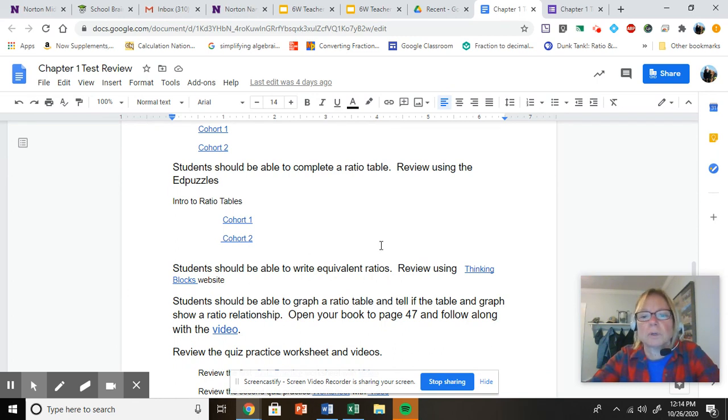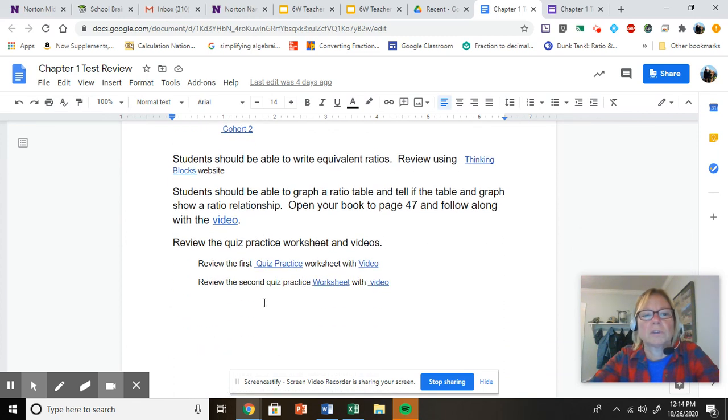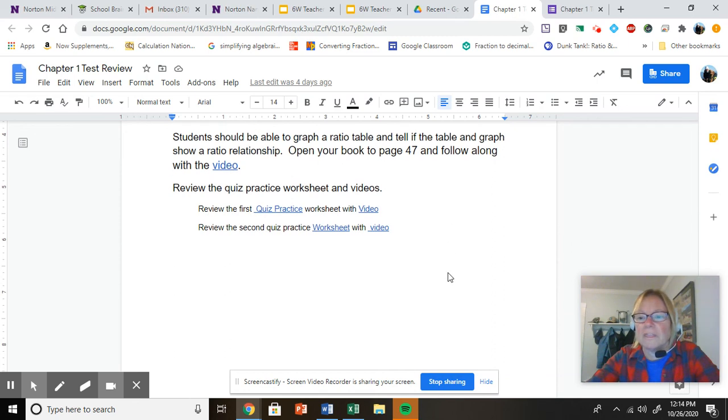Okay, this is going back to that Thinking Blocks website. Students should be able to graph a ratio table and tell if the table and graph show a ratio relationship. And there is a review for that as well.